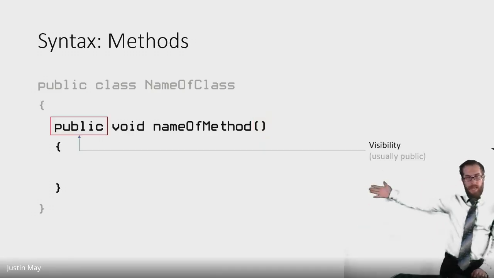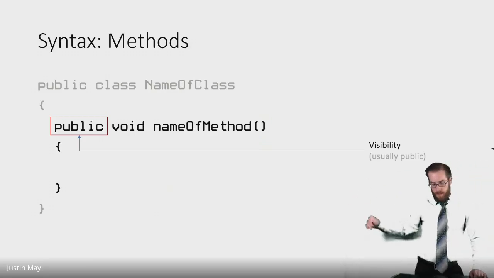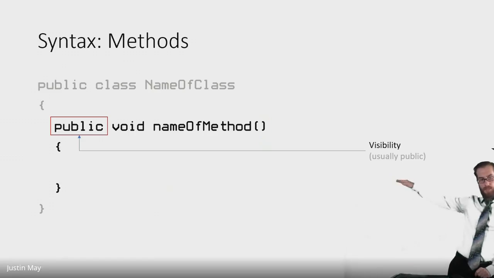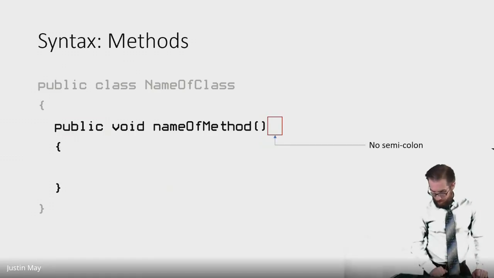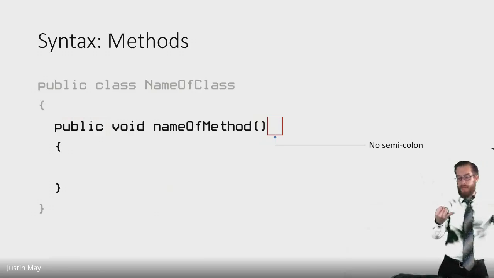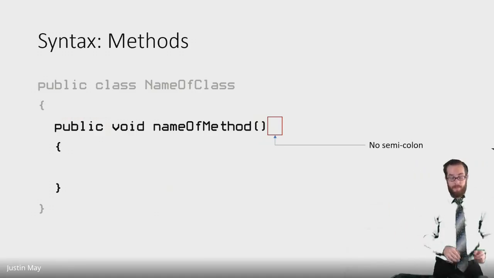This part, public, this is the visibility of the method. It's pretty much always going to be public. Sometimes you might be reading some code where it's private, but I won't have you write anything that's private. So don't worry about that. Pretty much always write public for your visibility in your method header. Notice there's no semicolon at the end of the header. So every header that you write, if statements, while loops, class headers, method headers, there's never a semicolon at the end of the header.